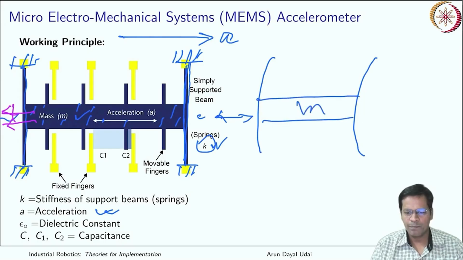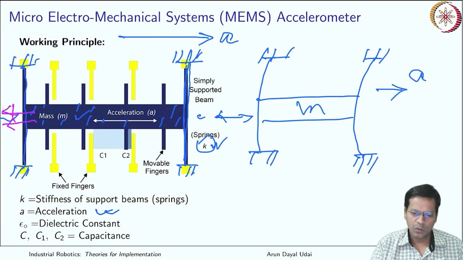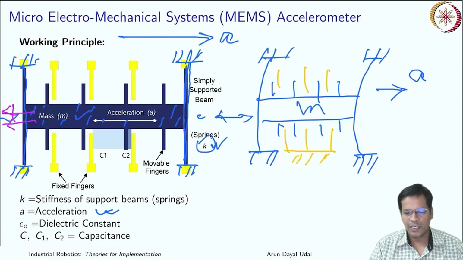This is your mass M. Initially it was hung like this. Now when the whole structure is moving with an acceleration A, this is the situation. The whole comb drive also moves. There were some intermediate fingers inserted here, but they are stationary. They are not moving. What is moving is this blue one which is here.